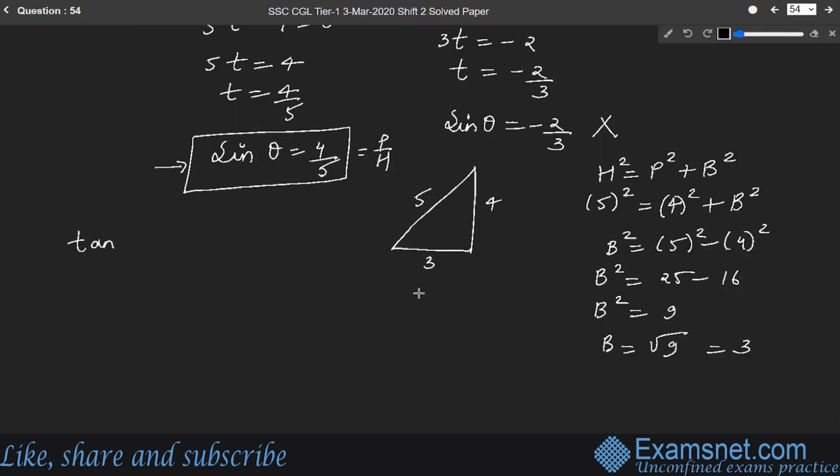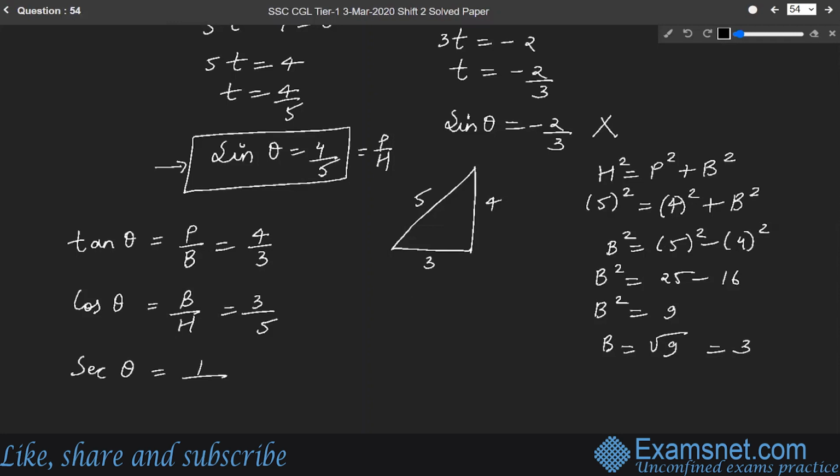What is tan theta? Tan theta is equals to perpendicular upon base. What is perpendicular? 4. What is base? 3. Similarly, what is cos theta? Cos theta is equal to base upon hypotenuse. What is the base? 3. And what is the hypotenuse? 5.